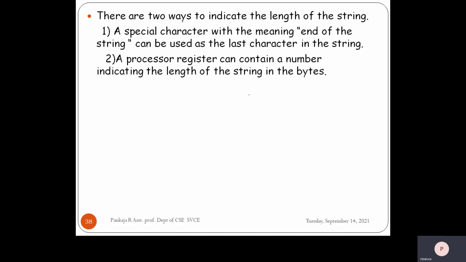To know the length of the string, you can go with either mechanism. The first indicates some notation marking the end of the string, and the second keeps the size of the string in a register.